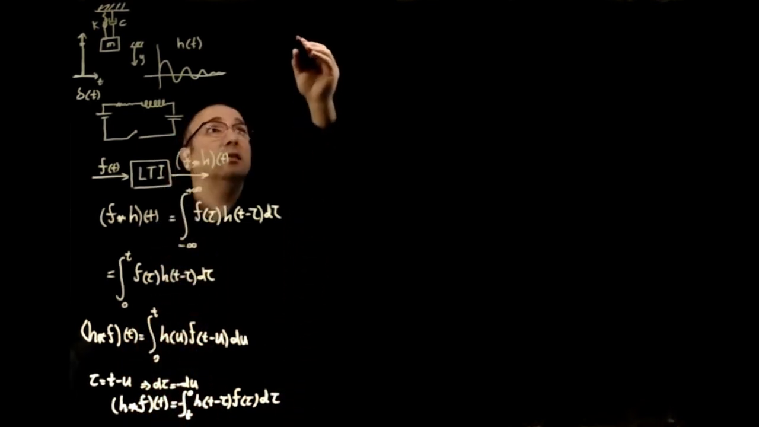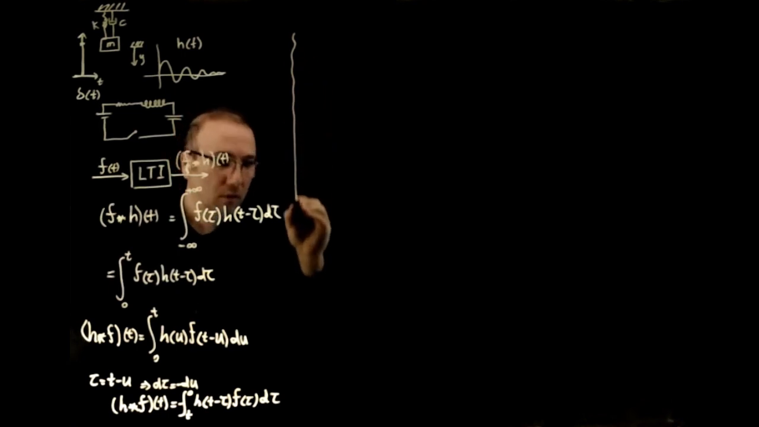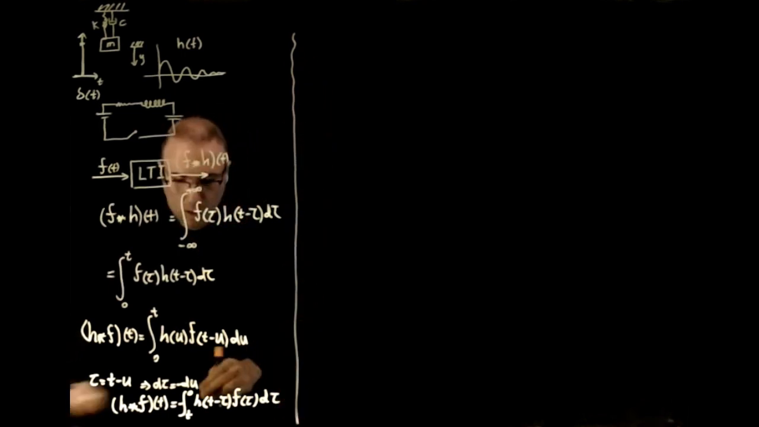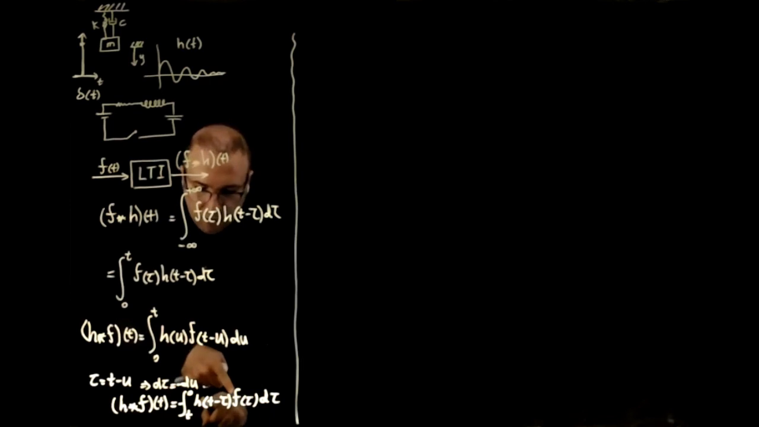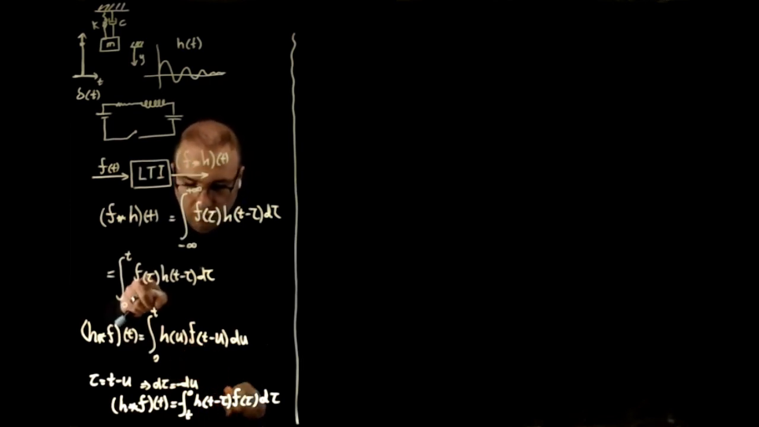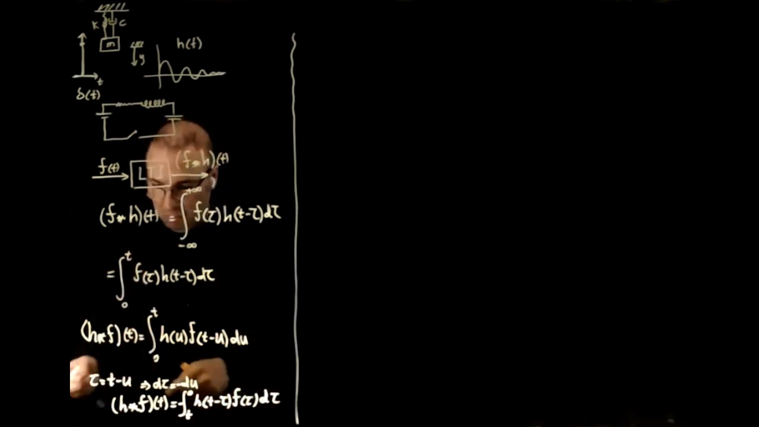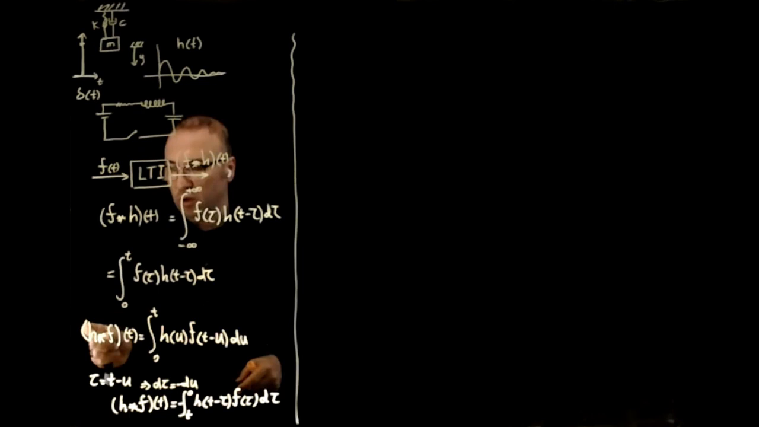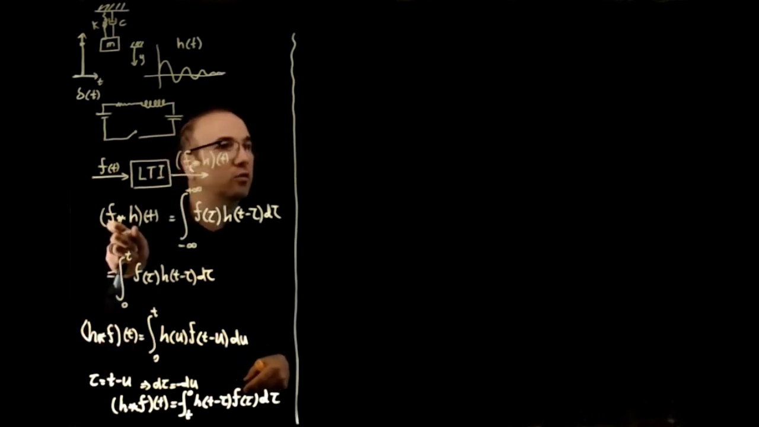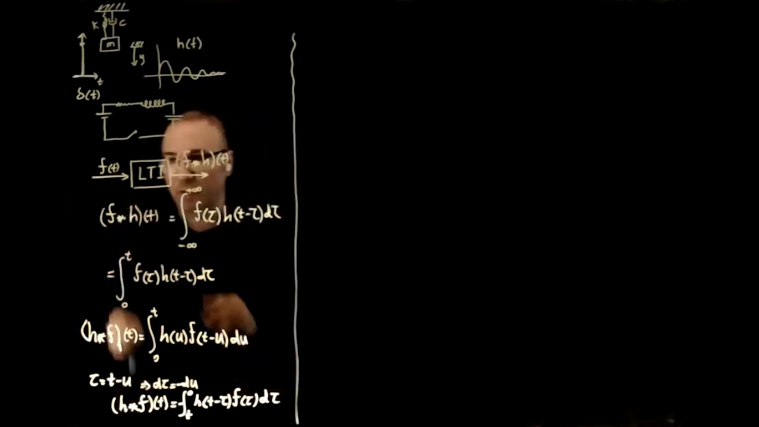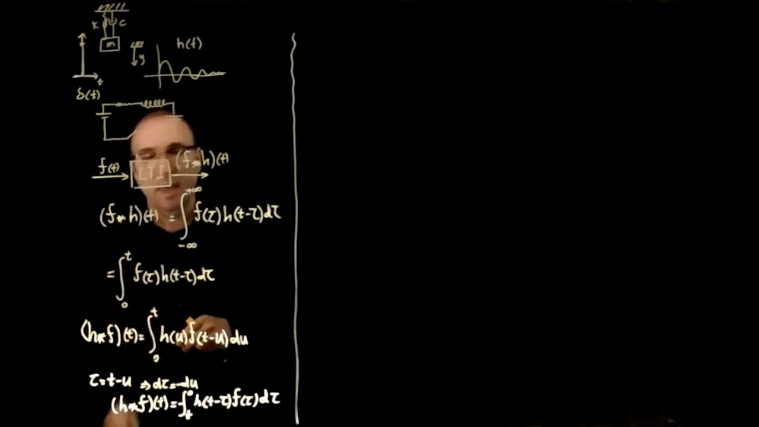Then I see that I can switch, because I go from t to 0, I can switch it and that negative goes away. And I would have f of tau, h of t minus tau, going from 0 to infinity, d tau. So you see that h star f equals f star h, or convolution of f and h equals convolution of h and f.